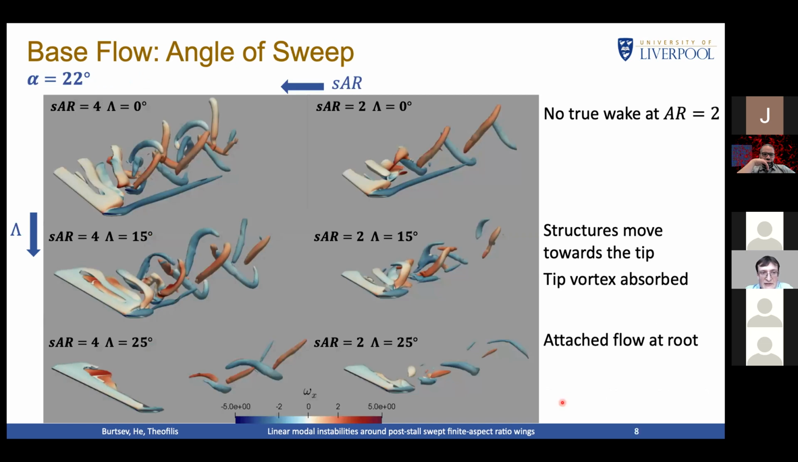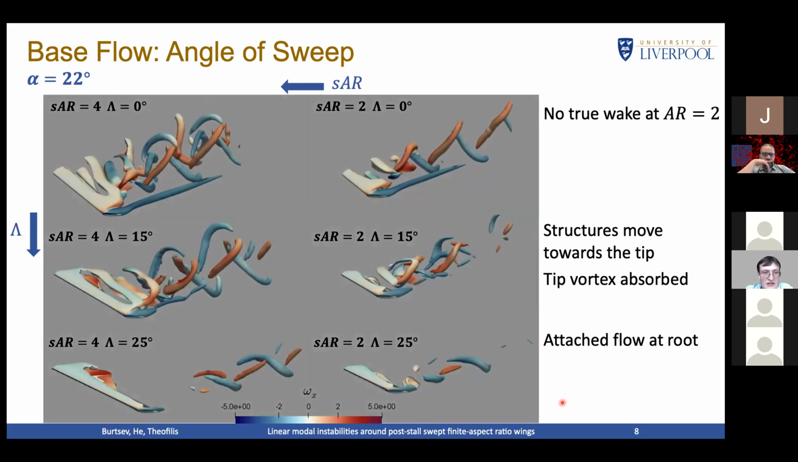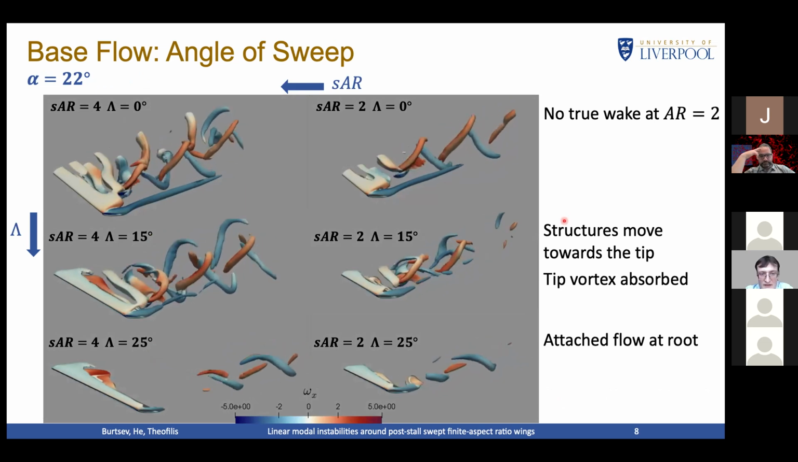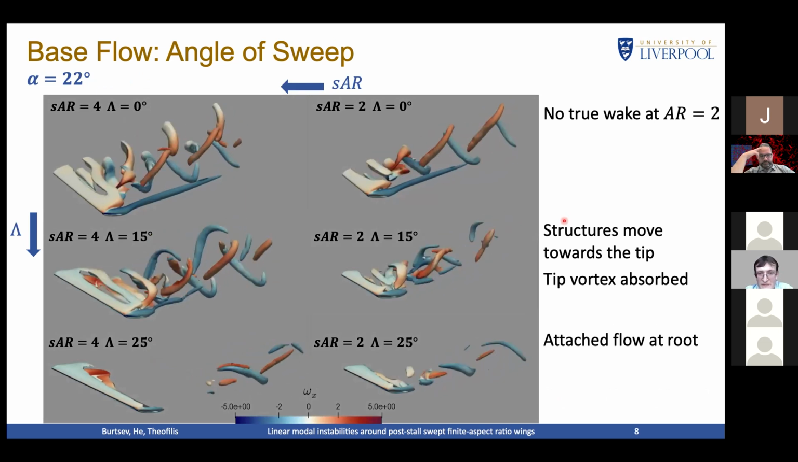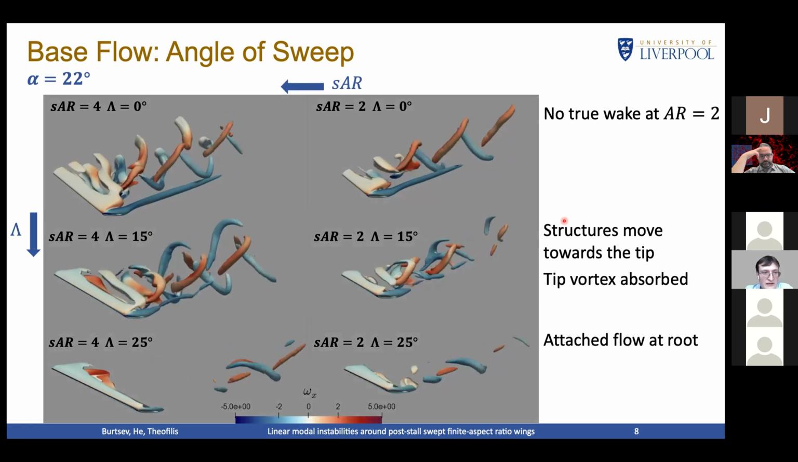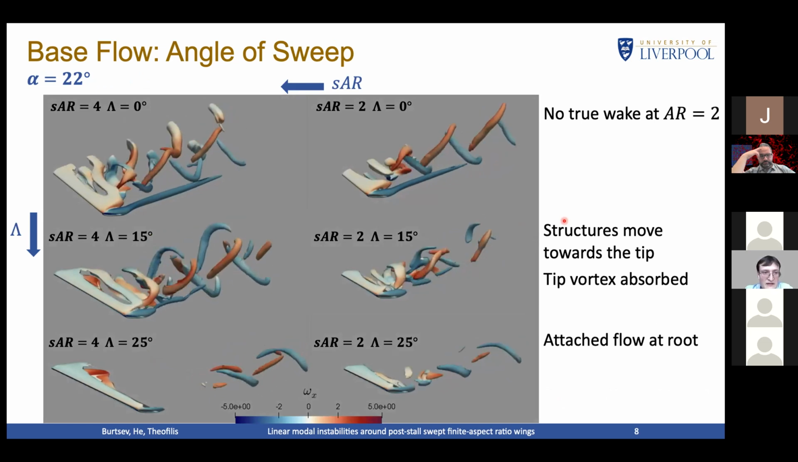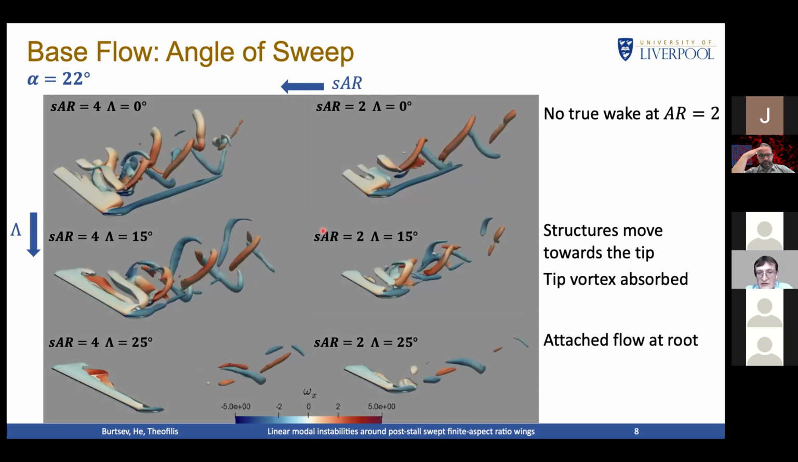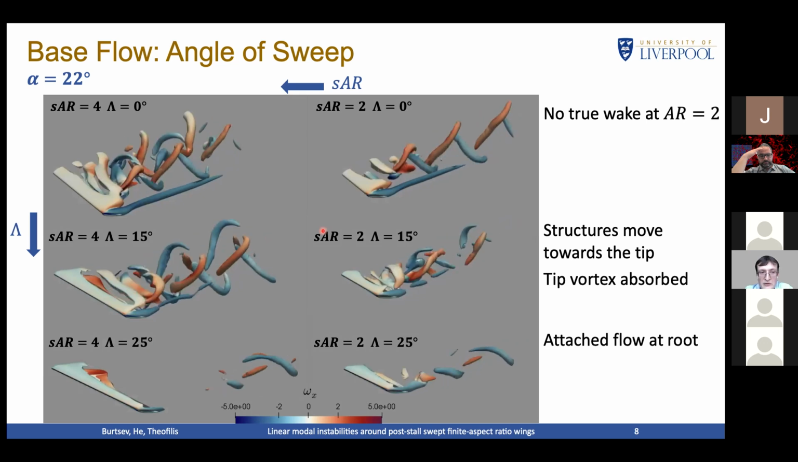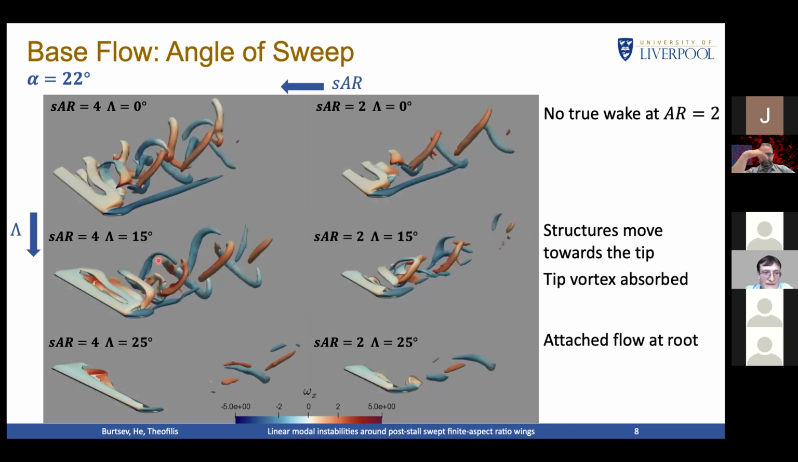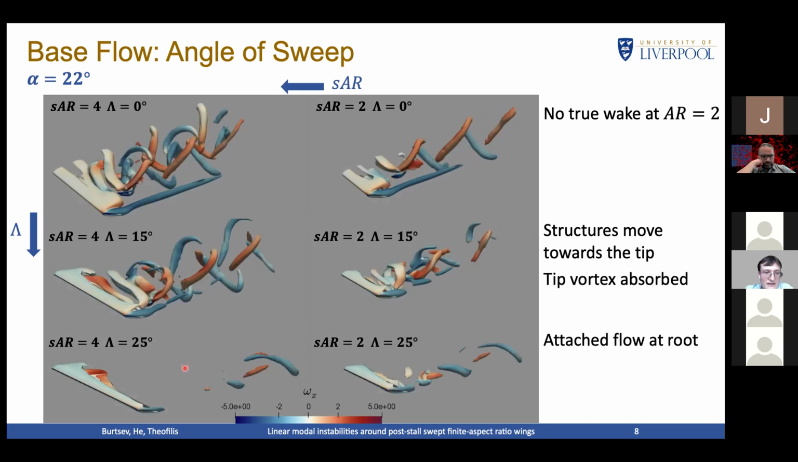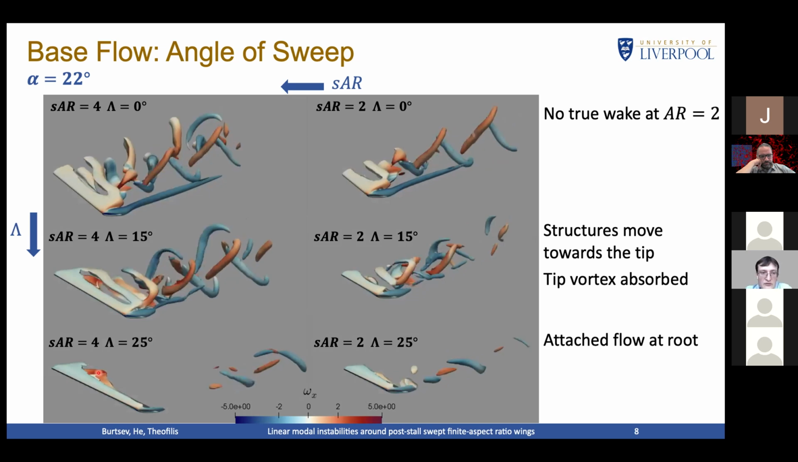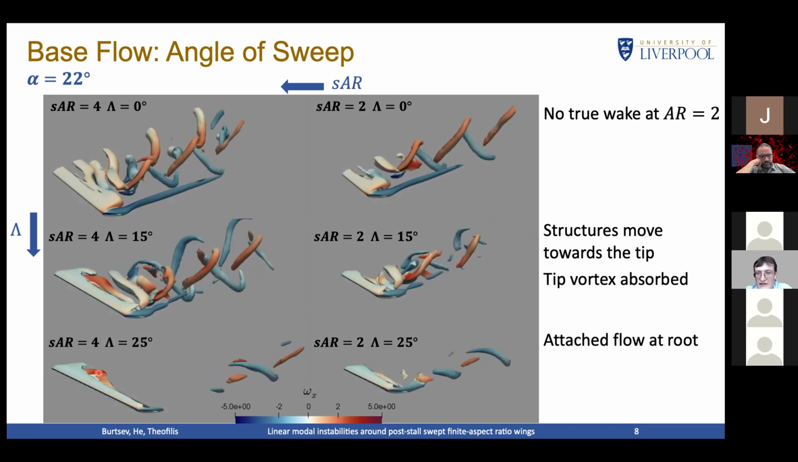Now we fix angle of attack at 22 degrees and instead change sweep, and also look at the shorter wing shown on the right here with an aspect ratio of 2 rather than 4. And with increased sweep, we see these interaction region structures moving towards the tip. Eventually at 15 degrees, the vortices behind the wing no longer pass through the symmetry plane. And at sweep of 25 degrees, the separation bubble on the wing splits into 2 parts, and in the middle there is a region of steady attached flow.